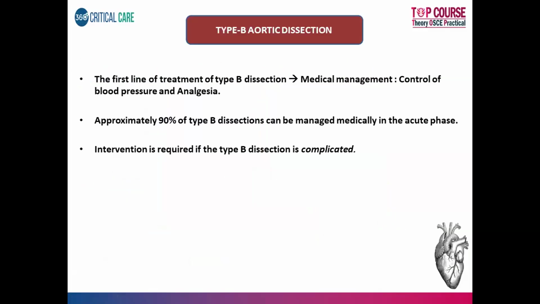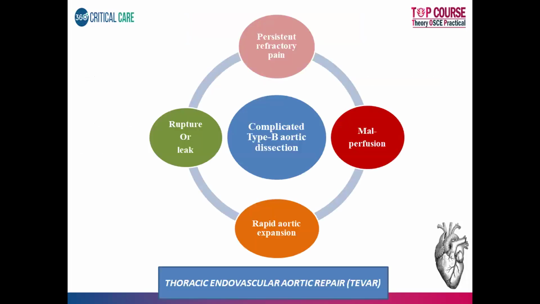So this is about the surgery in type A. Coming to type B aortic dissection. As I told, if it is uncomplicated, the best line of management would be medical management. Approximately 90% of these patients can be managed medically, and intervention, as I told, is required only if it is complicated.